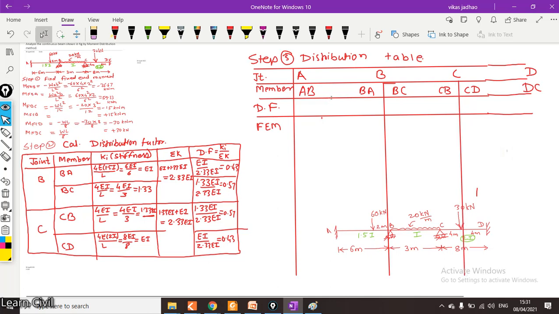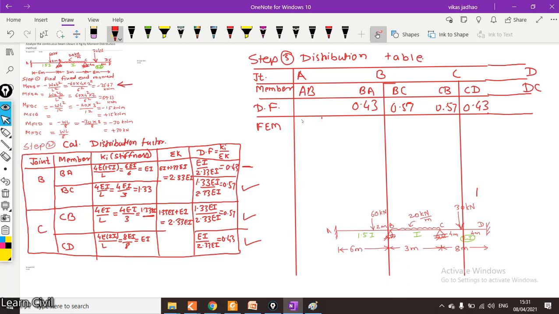Now we have to write down the distribution factor. For members meeting at joint B, the distribution factor for BA is 0.43, so write down here 0.43. For BC, it is 0.57. For CB, it is again 0.57, so write down here 0.57, and for CD, it is 0.43.